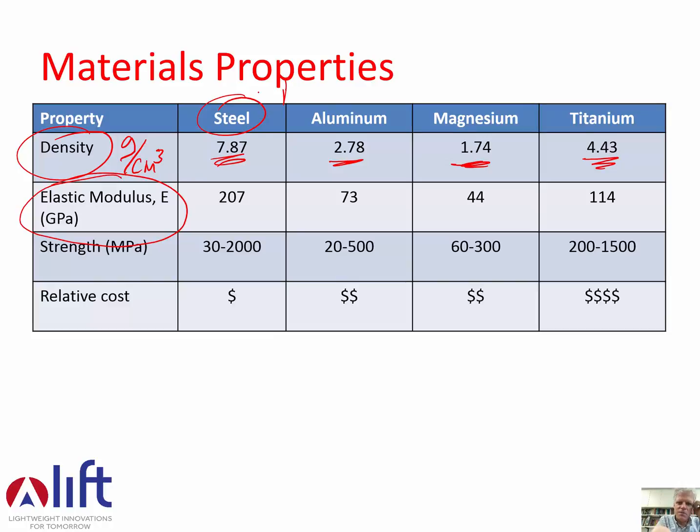And by the way, these are listed in sort of decreasing uses in cars. It's lots of steel out there, less aluminum, less yet magnesium, and almost no titanium in vehicles, and we'll see why in a little bit.